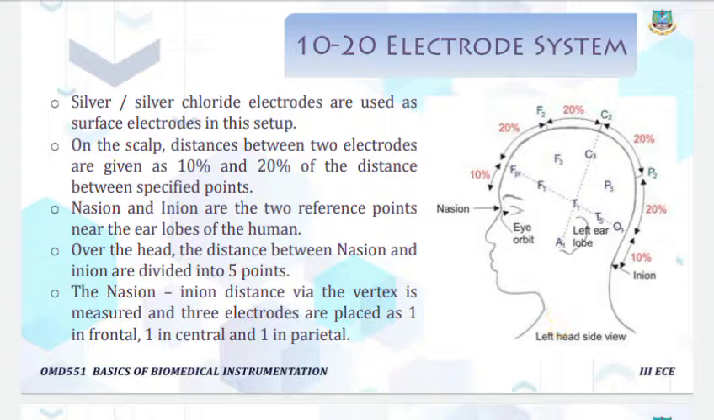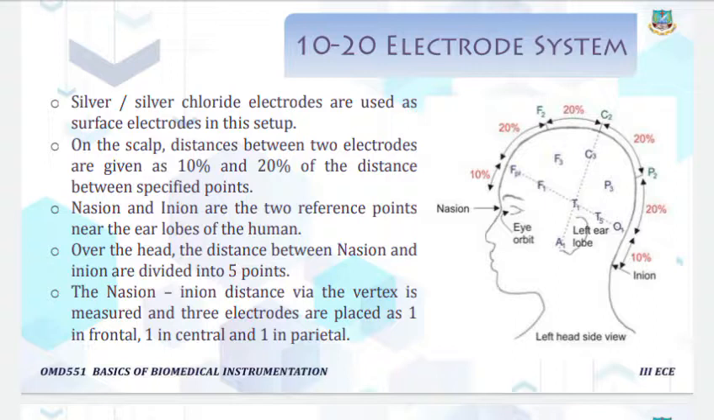potential. So how are we placing these electrodes? 10-20 means there will be some positions at 10%, 20%, so the name 10-20 electrode system. Normally, silver or silver chloride electrodes are used as the surface electrode in this setup. In our head we are placing these electrodes, so they are called surface electrodes, and they are made of silver or silver chloride.